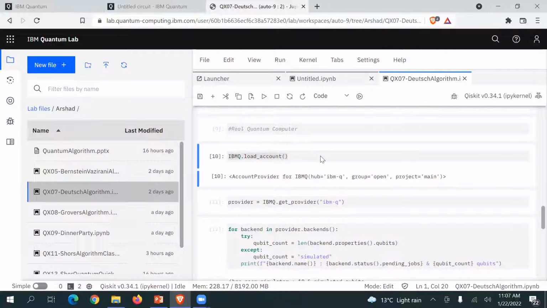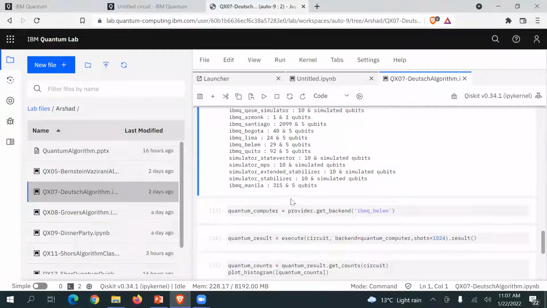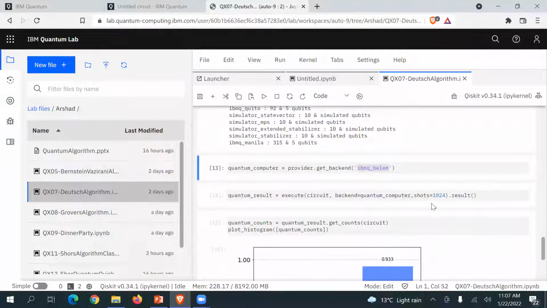We do the same thing which we did yesterday when we ran it on a local backend. We just load an account. We have the API key already provided. We load the provider first and find out which providers are available right now, with how many qubits, which are in the queue, and how many qubits are available for those providers. We take IBM Quantum as the backend and execute this 1000 times. A shot is an epoch, meaning how many times we want to execute this.